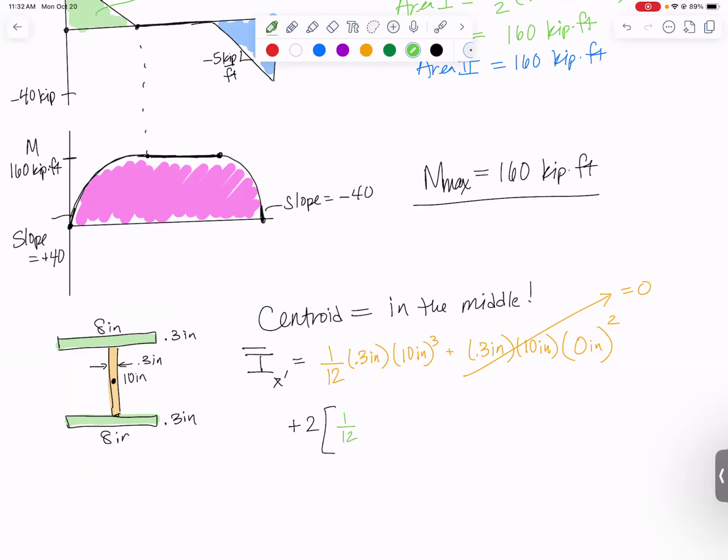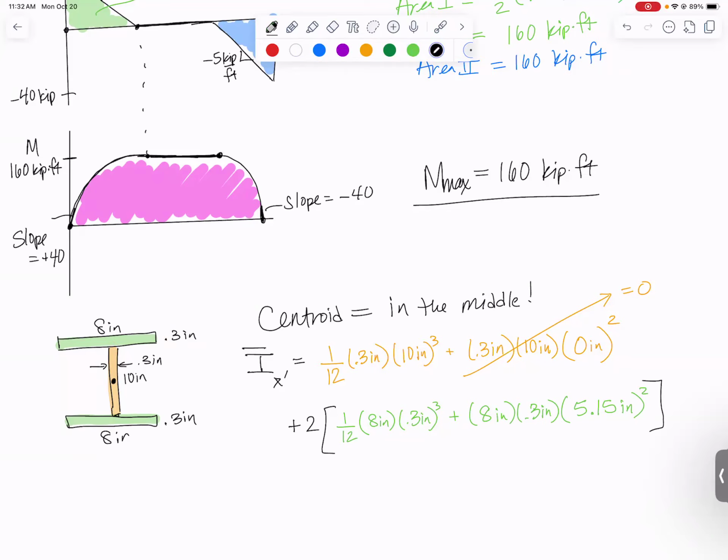They each have a 1/12. Their base is 8 inches and they have a little height. 0.3 inches is what gets cubed. So that'd be a little tiny moment of inertia by itself. What makes it have a big contribution is this parallel axis theorem part. The area is 8 inches times 0.3 inches. And now the distance away, this takes some thinking. The centroid was at the middle. How far away is that centroid? Well, you need to come up 5 inches to get to the beginning of the green rectangle and then half of the height, so half of 0.3. So my total distance would be 5.15 inches, which gets squared.